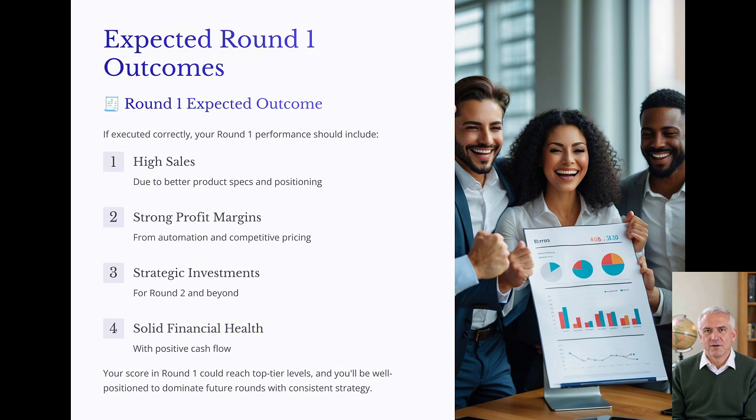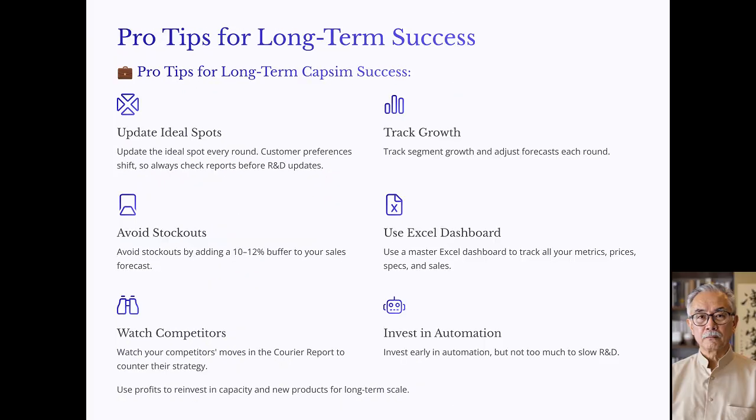Round 1 expected outcome. If executed correctly, your Round 1 performance should include high sales due to better product specs, strong profit margins from automation and competitive pricing, strategic investments for Round 2 and beyond, and solid financial health with positive cash flow. Your score in Round 1 could reach top-tier levels, and you'll be well positioned to dominate future rounds with consistent strategy. Pro tips for long-term Capsim success.